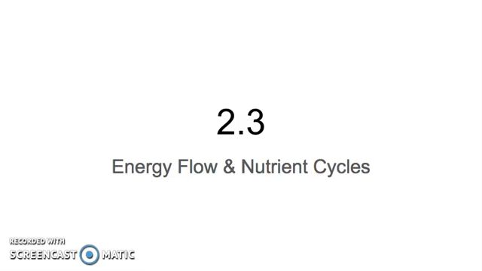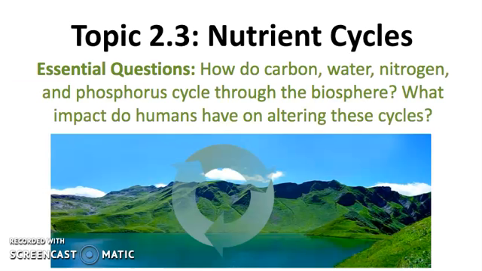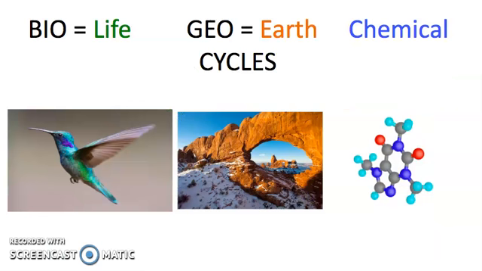Today, I would like you to connect what we've been talking about when it comes to food relationships and webs and energy flow to the matter that's being also cycled during these feeding relationships. In nutrient cycling, I'd like you to not only understand how carbon, water, nitrogen, and phosphorus move through our system, but also really what is our impact and how do we alter these cycles. That's really going to be our focus.